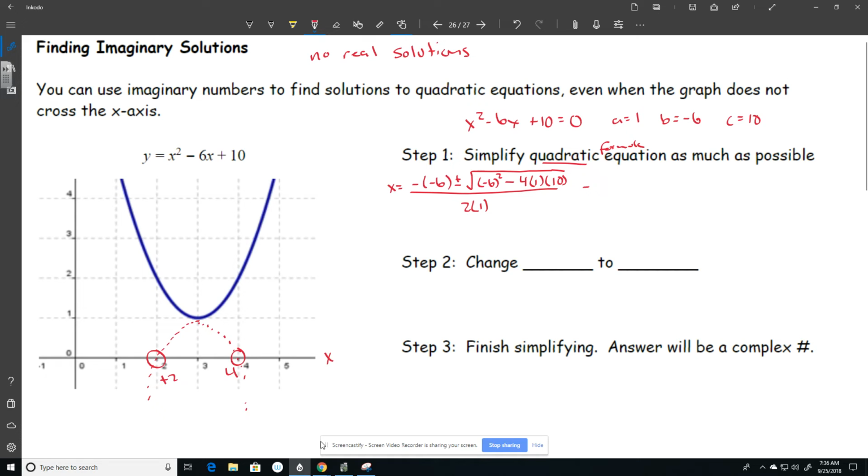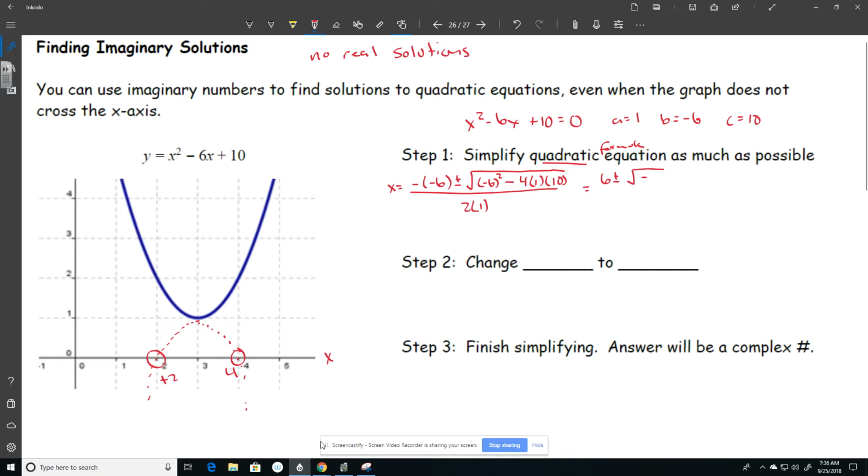When I simplify this, -6 becomes +6, plus or minus. If I plug this whole thing into my calculator, -6 in parentheses squared minus 4 times 1 times 10, if I plug it in exactly like I wrote it, I end up with the square root of what?